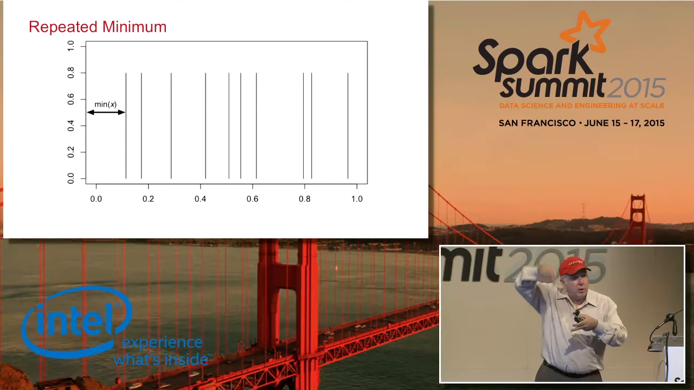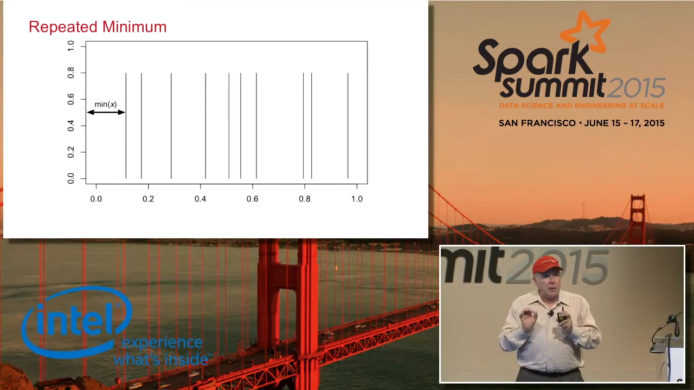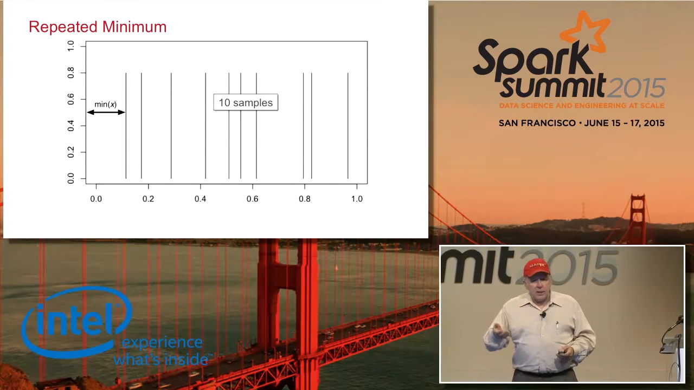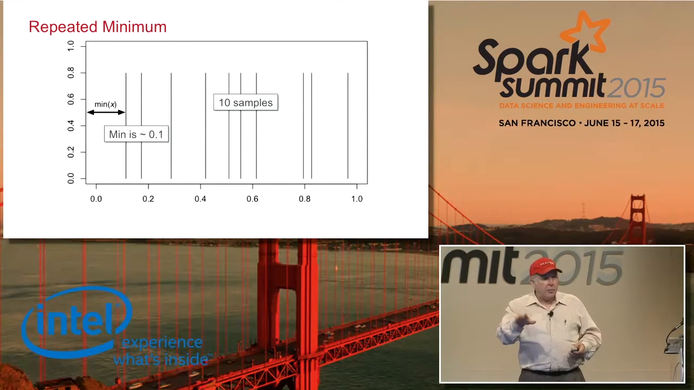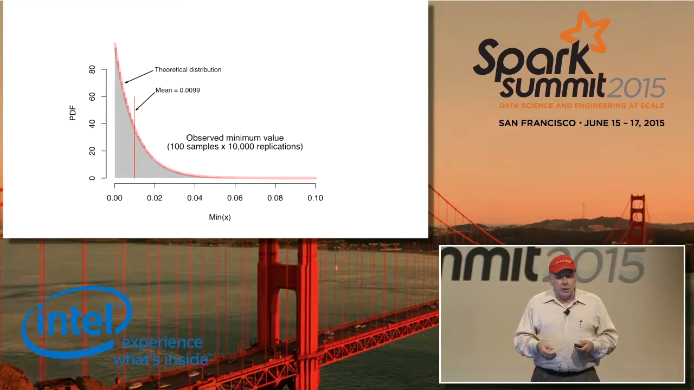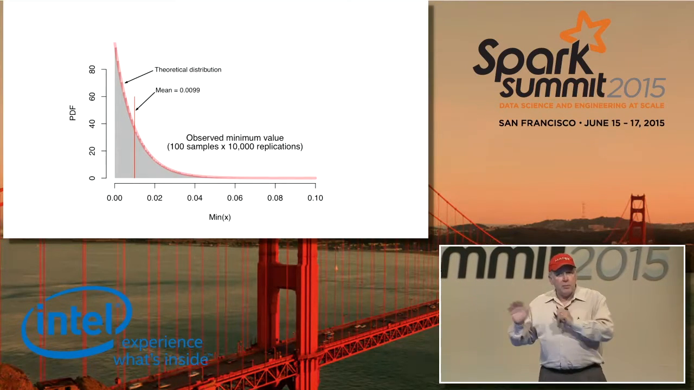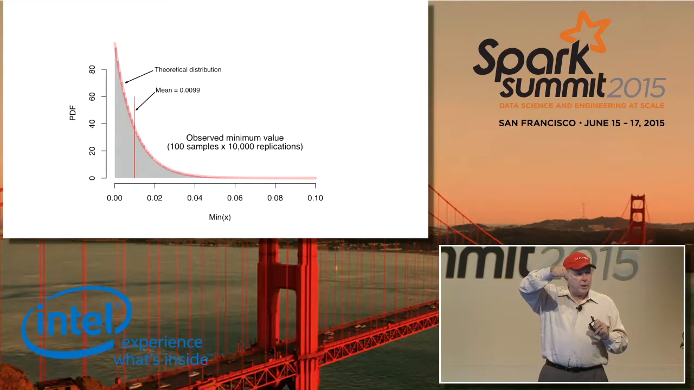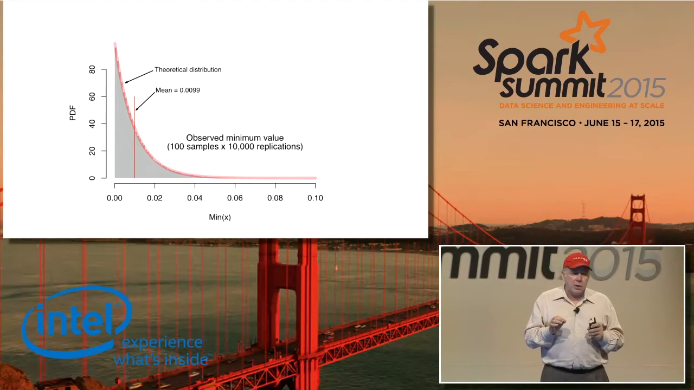Also, duplicates will go exactly on top of previous things, so they won't change that. So the n that we're talking about is the number of uniques. And that means that if we have 10 samples, the minimum is going to be right around 1 over 11. I said 0.1, but that's close enough. And here it is in a much larger aggregate style. Here we have 100 samples, and I've replicated the problem 10,000 times. And the mean value there is 0.099, 1 over 101. That tells us how many unique values there were.